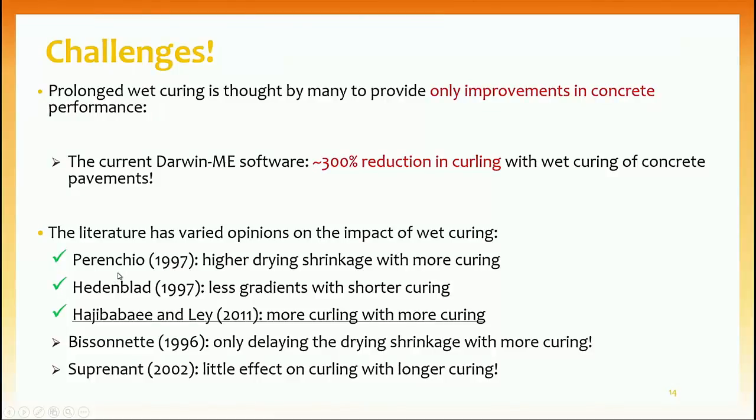For example, there are people like Prencio, Hedenblad, and Hajibabaee and Lay that showed that when we increase the wet curing, we will have more drying shrinkage, or in other words, shorter curing can cause less shrinkage gradient. But other researchers said that there is only a delay in the drying shrinkage and little effect on the magnitude of the curling.